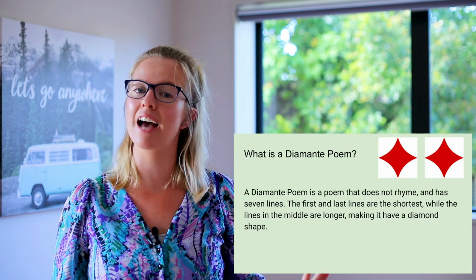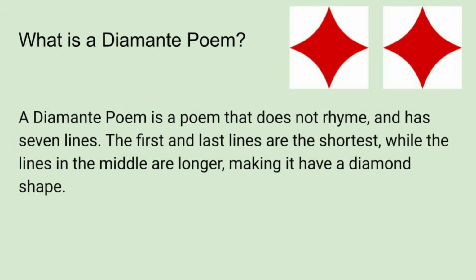So, what is a Diamante poem? A Diamante poem is a poem that does not rhyme and has 7 lines. The first and the last lines are the shortest, while the lines in the middle are longer, making it have a diamond shape. That might be a little bit confusing, but we'll go through it more.